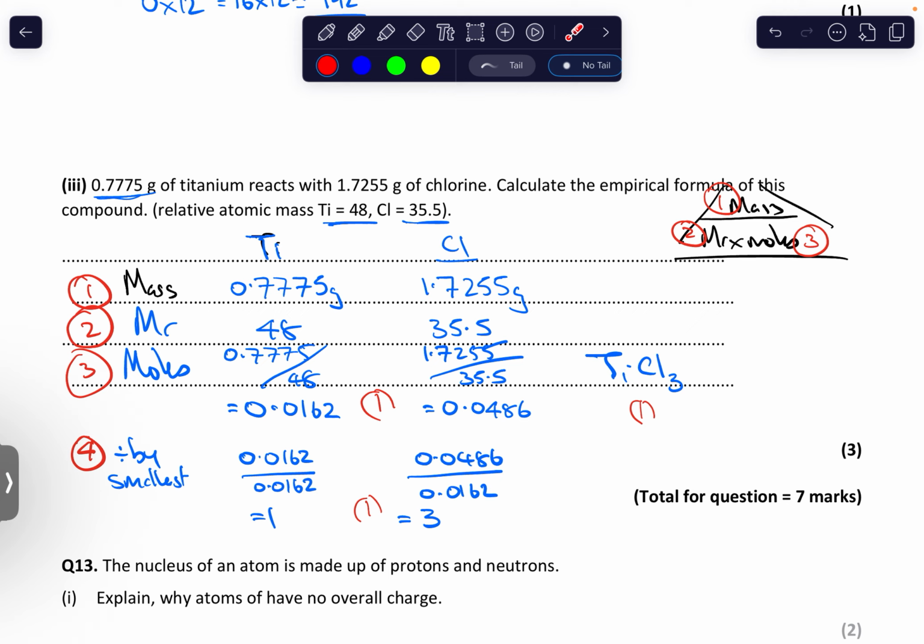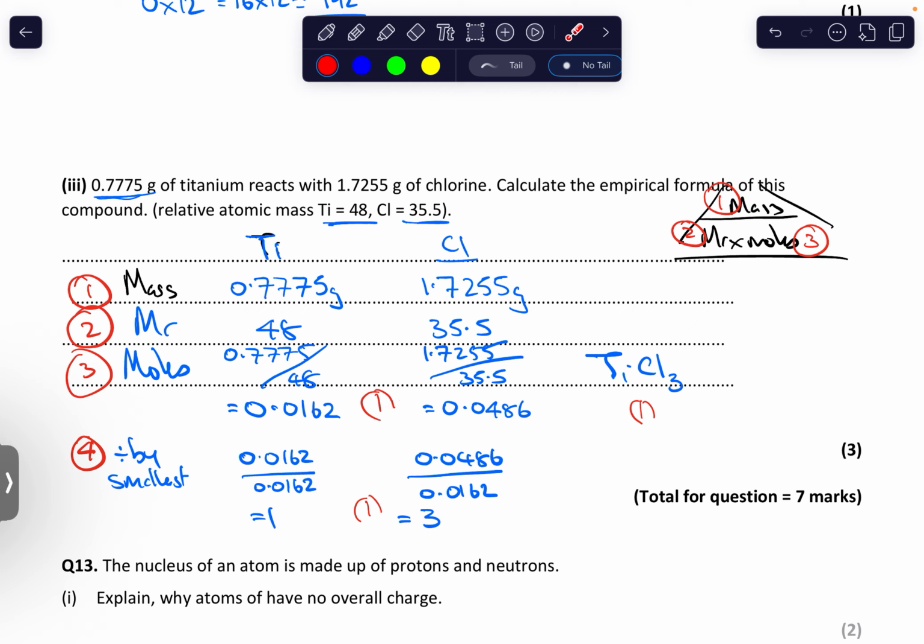Because I know the mass in my triangle, I'm trying to calculate moles. So I now write down the MR. So the MR, again, we're told here, is 48 and 35.5. And then to find the moles, we do mass divided by MR. So the mass divided by the MR for this first element, titanium, is this number. And then the mass divided by the MR is this number here. Getting the moles, the ratio here, we'd get 1 mark.